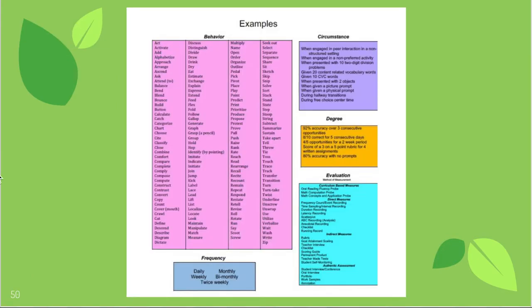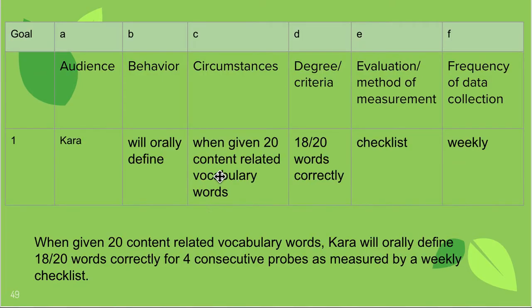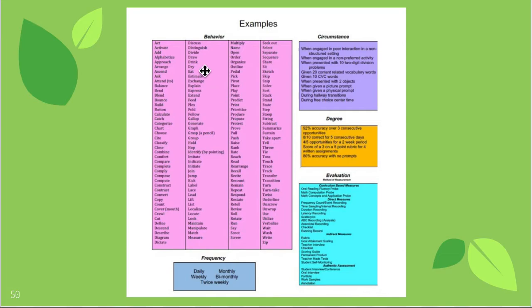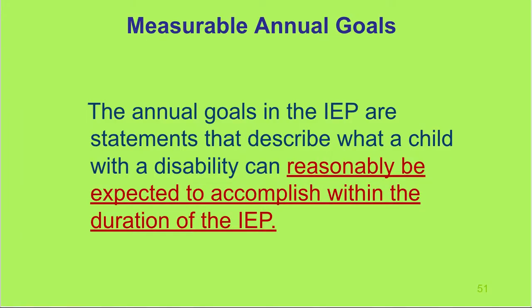I'm going to give you a link, or I'll give you this document in Pilot, with some examples of goals, of words that we can use that measure specific behaviors, frequency words, circumstance words, degree words, and evaluation words, okay? Measurable annual goals in the IEP are statements that describe what a child with a disability can reasonably be expected to accomplish within the duration of the IEP.